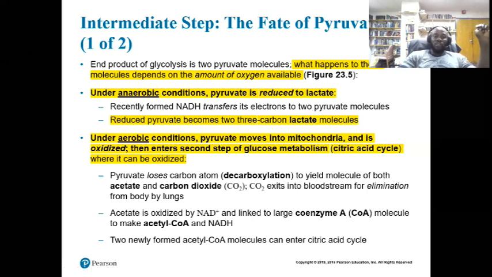The second step of glucose metabolism, citric acid cycle. Pyruvate loses a carbon atom, decarboxylation to yield acetate and carbon dioxide, which exits in the bloodstream for elimination from the body by the lungs. This is where we get carbon dioxide from. Acetate is oxidized by NAD, linked to a large coenzyme molecule to make acetyl-CoA and NADH. Two newly formed acetyl-CoA molecules enter your citric acid cycle.